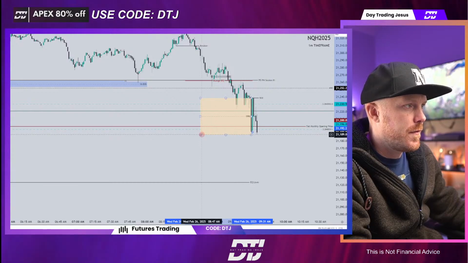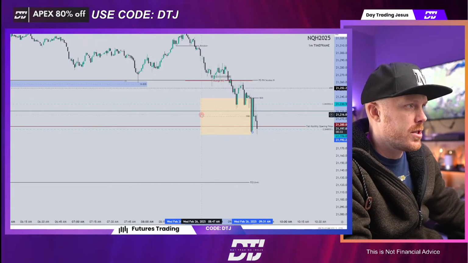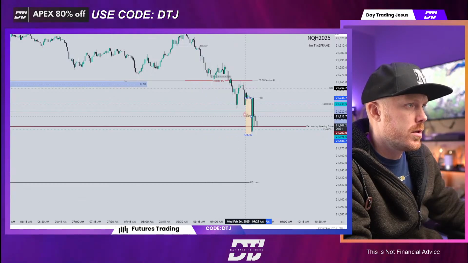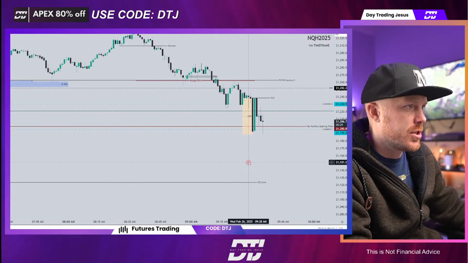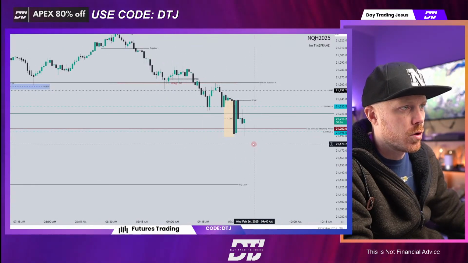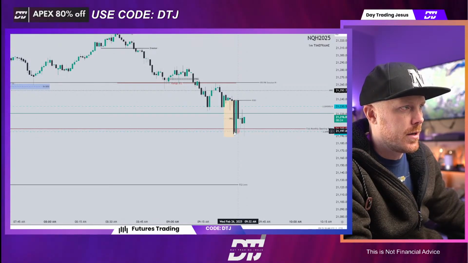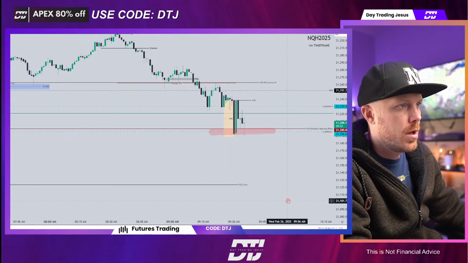So we filled in our opening range gap. That is now filled. This opening range gap is now closed. We'll leave that there so we can just reference where price is at. But we're looking to see if the bodies of these candles want to close below the new day opening gap.